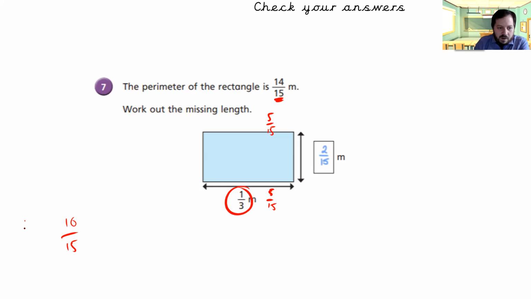We can take that away from our 14/15 to get 4/15. And then that must equal this side and this side put together. So we can halve that one. 4 split 2 ways, it's 2/15 on this side and 2/15 on this side. And that's where the answer comes from. Remember, the easiest thing to do is put it in terms of the fraction you're looking at.